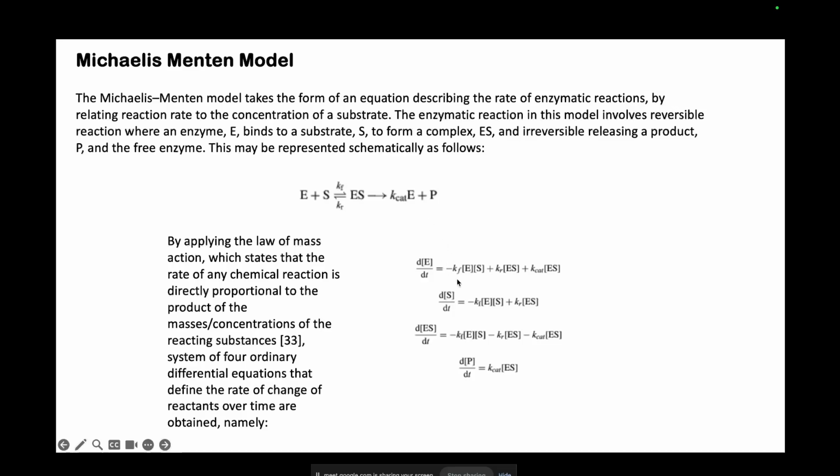So negative of K forward of E into S, because E plus S is getting converted to ES, plus positive Kr, because E is getting replenished here. And it only depends on ES, so Kr of ES. And then again, E is getting formed from ES, and this is the reaction rate, which is Kcat. So Kcat into ES. Like this, you can write equations for all the four compounds that are involved in this particular reaction.